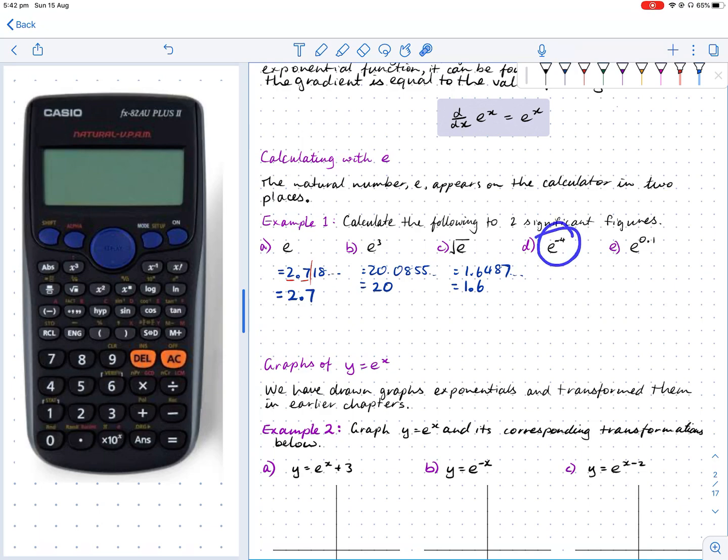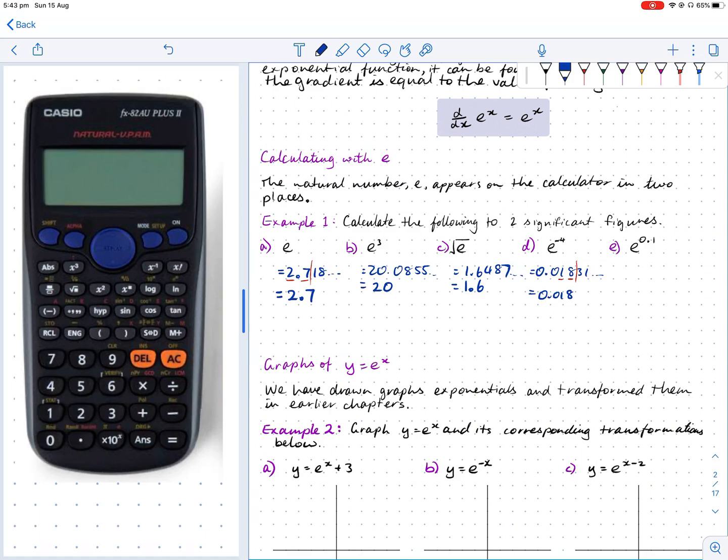If I want e to the power of -4, I'm going to use the yellow e and then put -4 in. That comes out to be 0.01831 something. So two significant figures, remember first non-zero digits, that's going to be 0.018.